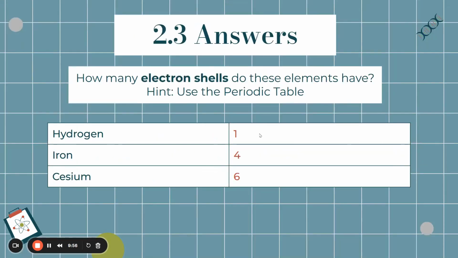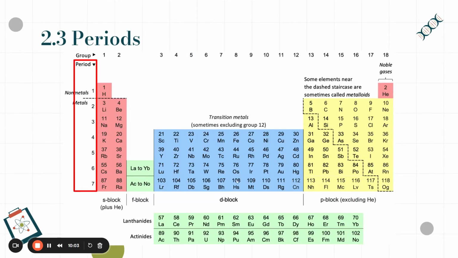So you should have gotten 1 for hydrogen, 4 for iron, and 6 for cesium. So if you look at the periodic table, hydrogen is in the first row at the top. Iron is in the 4th row, and cesium is in the 6th row.